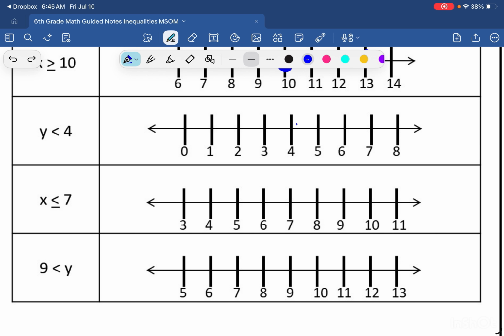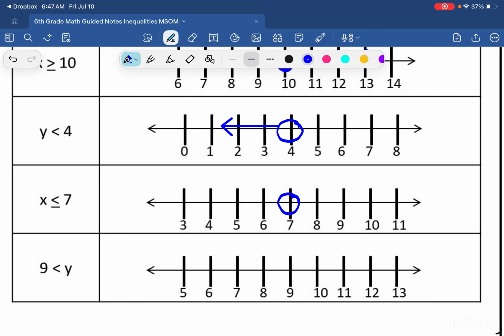Y is less than 4. We will do an open circle on 4 because 4 is not included. Y is less than 4, so we're going to do an arrow to the left because these are all the numbers that are less than 4. X is less than or equal to 7.